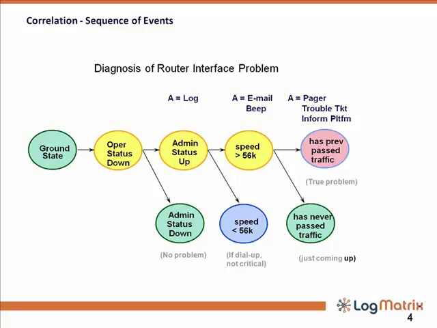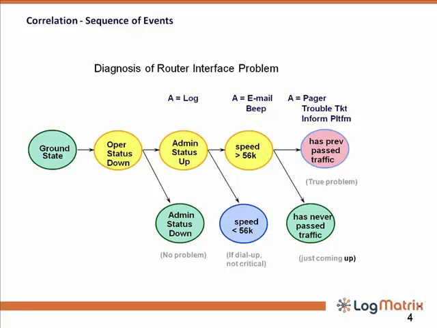NerveCenter then polls to determine the interface speed. If the interface speed is less than 56K and it is just used for dial-up, then no additional action is necessary. If the interface speed is greater than 56K, the specified action is to send a beep, email the operator.